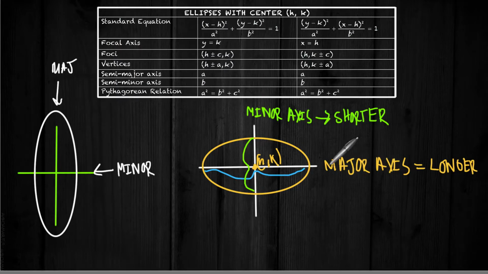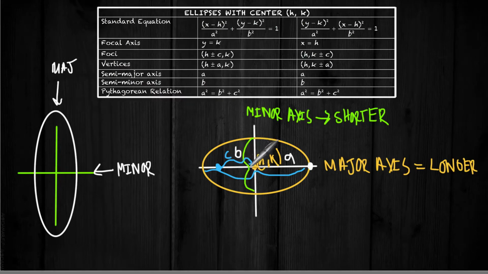Okay, so for the major axis, the distance from the center to the vertex is going to be letter A. So that's going to be the distance A. And the distance from the center to the co-vertex is going to be a distance of B. And the distance from the center to the focus is going to be a distance of C.